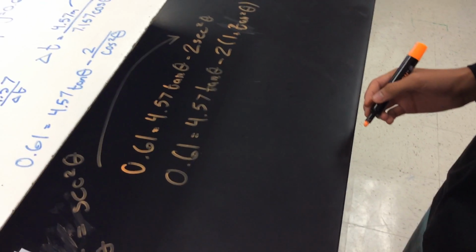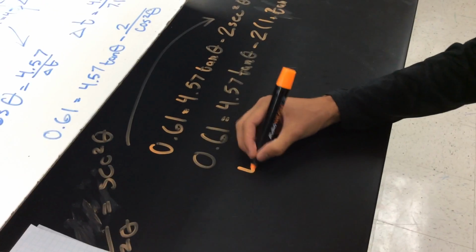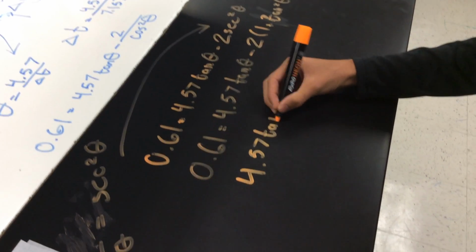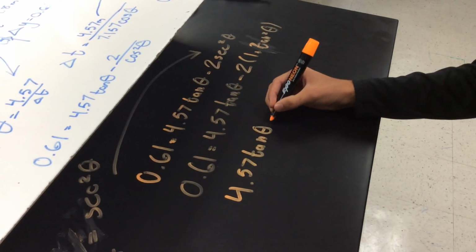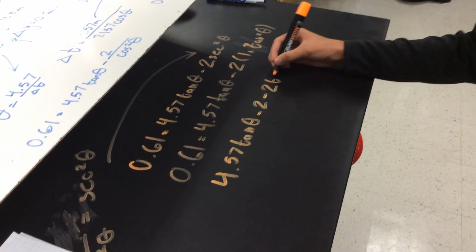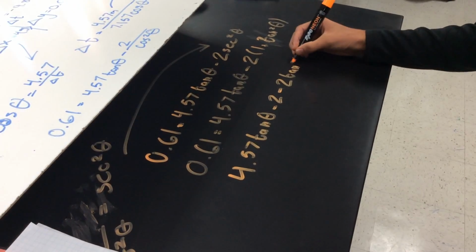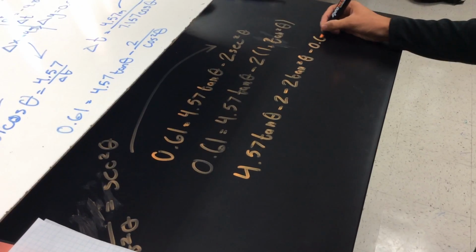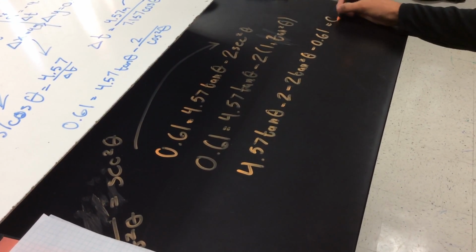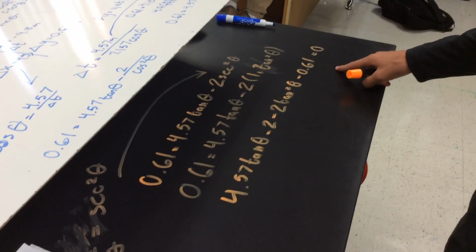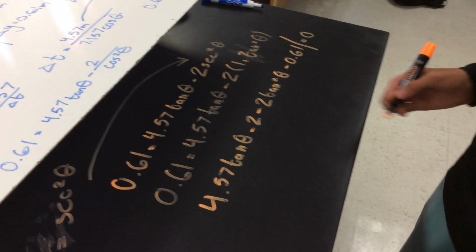So then you start distributing, and you're left with 4.57 tangent theta minus 2 tangent squared theta minus 0.61 equals 0, because at this point you're just distributing and putting everything on one side of the equation, so you're just left with 0 on the other side.